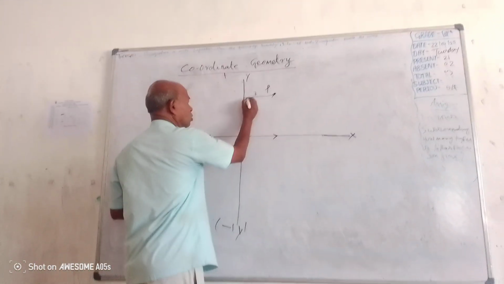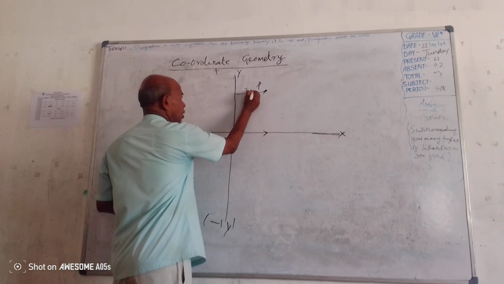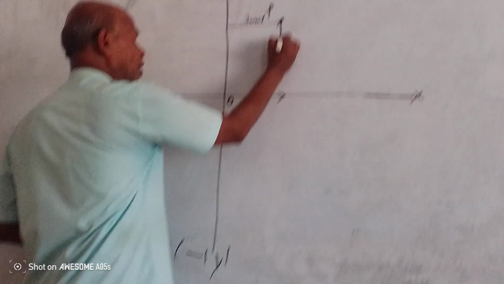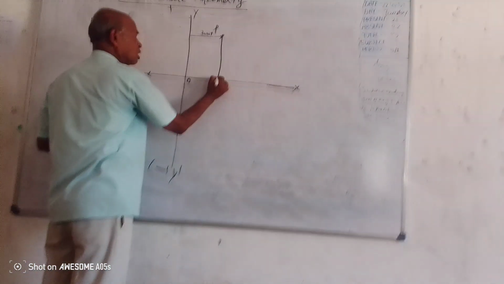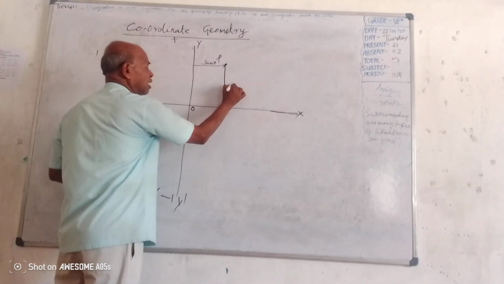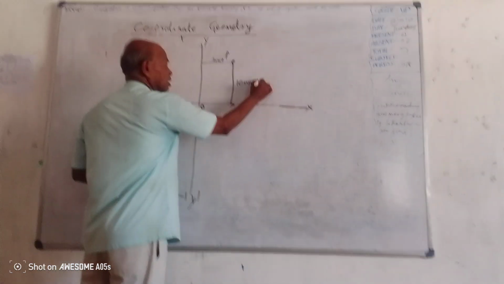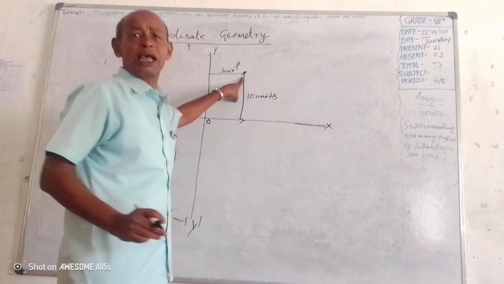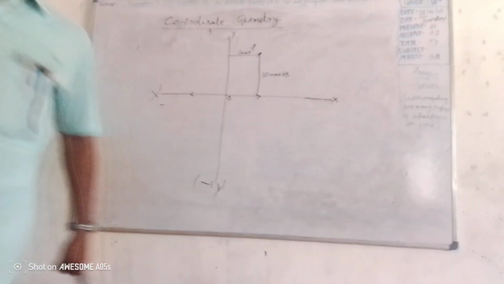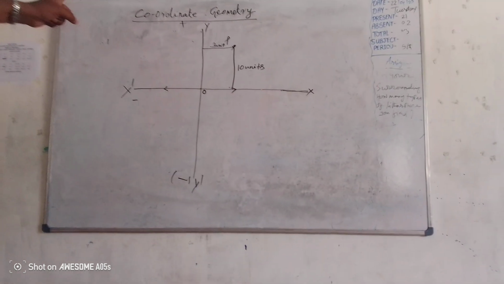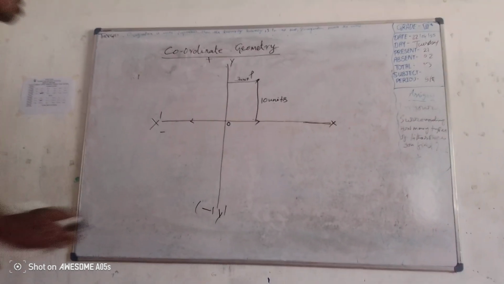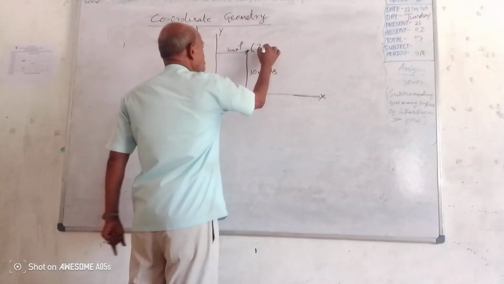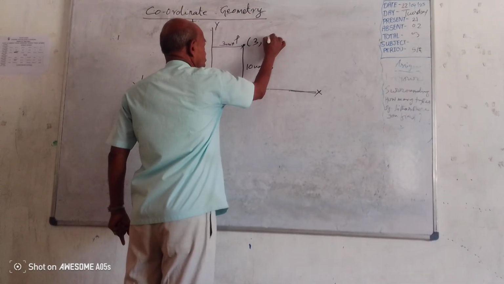Now you draw a perpendicular. Suppose this is the 3 units, and now you draw another perpendicular to the x-axis. Suppose this is your 10 units. So in order to describe the position of the point, your x coordinate will be 3, and y coordinate will be 10.